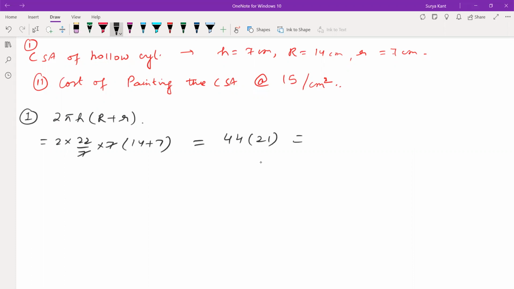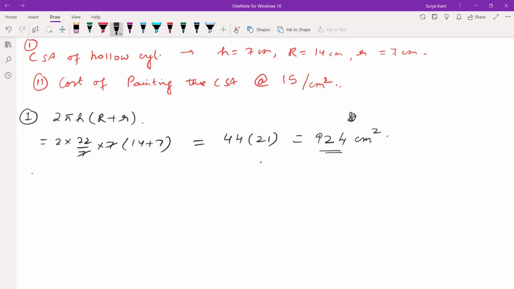What will come on multiplication? Wait a second. 21 fours are 84. Carry 8. 924. What will come here? 924 what? Centimeter square.